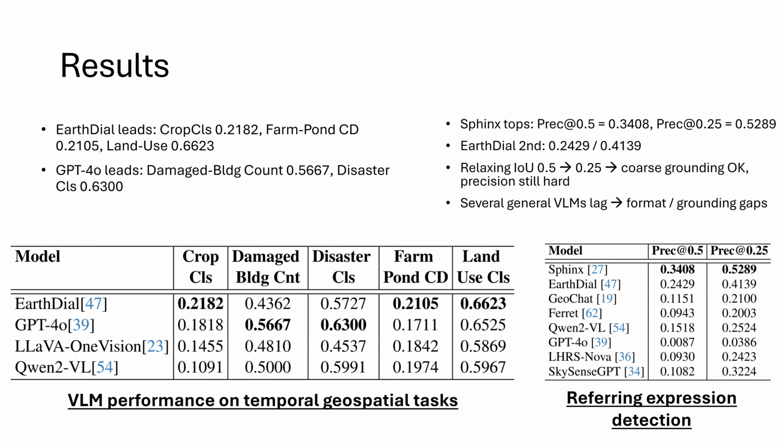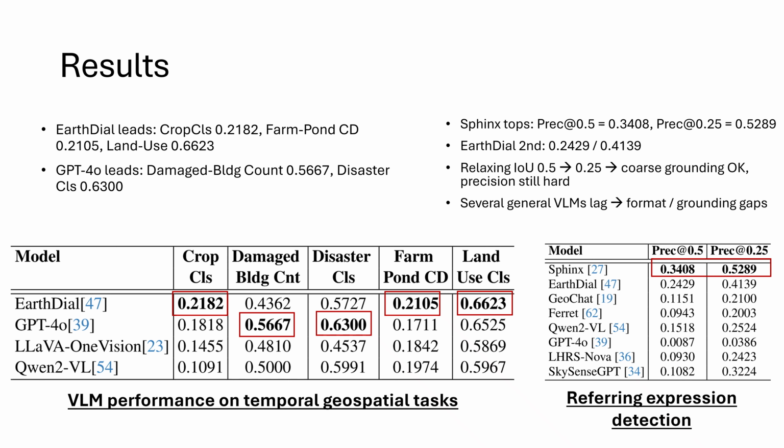On the temporal geospatial side, we see clear specialization. EarthDial leads in crop classification, farm pond change, and land use, the places where Earth observation priors help. GPT-4o takes damaged building count and disaster classification, showing stronger high-level semantics but not consistent Earth observation specialization.